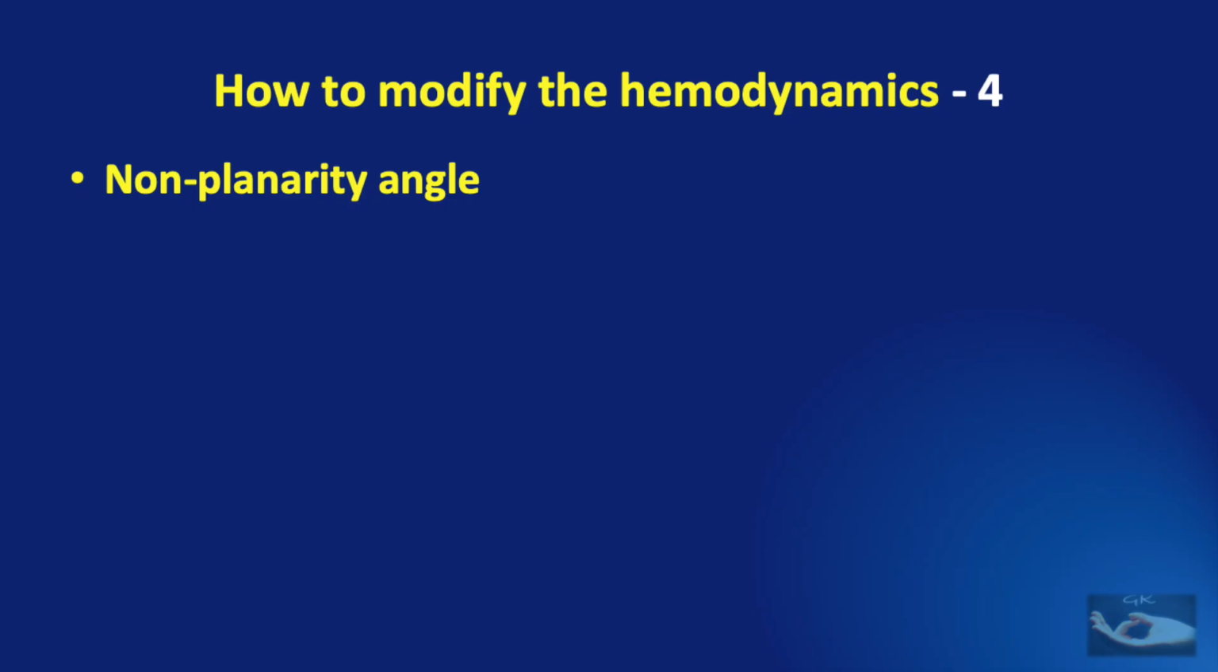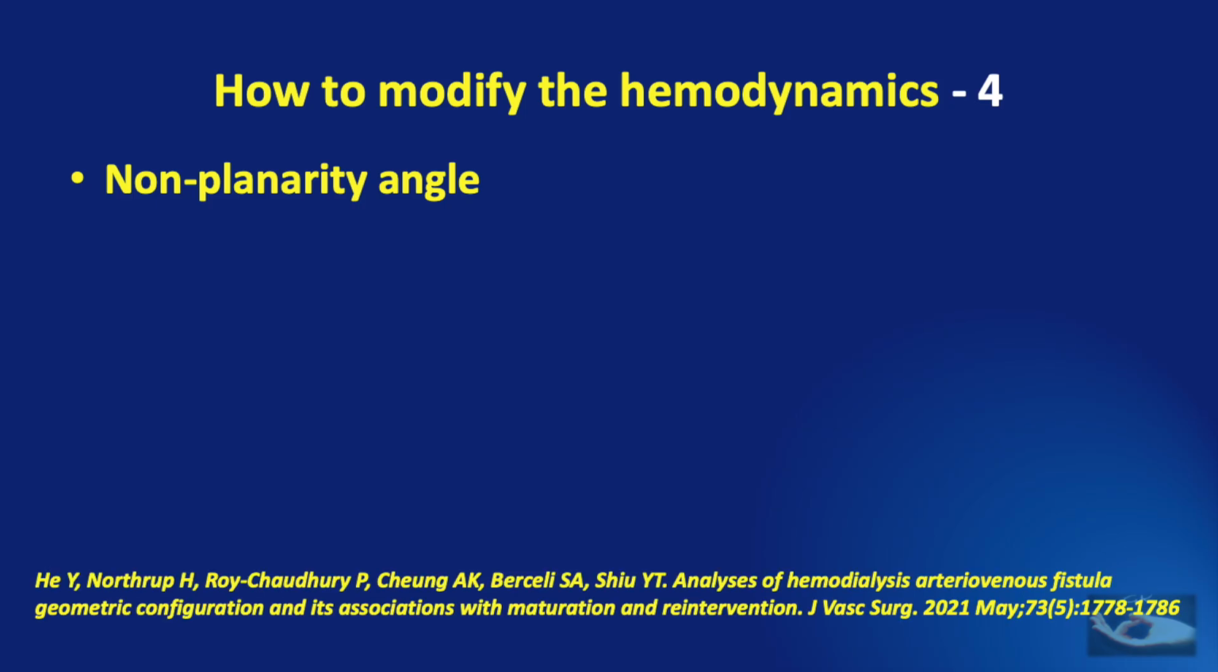The final point to be discussed is the non-planarity angle. It simply means how long are we going to take the vein that is going to get anastomosed to the artery. If it is just long enough, it will be in a single plane as it arises from the artery. But if it is very long, it is going to have an S-shaped bend or a C-shaped bend as it comes out from the artery. So, how long should we take the vein?